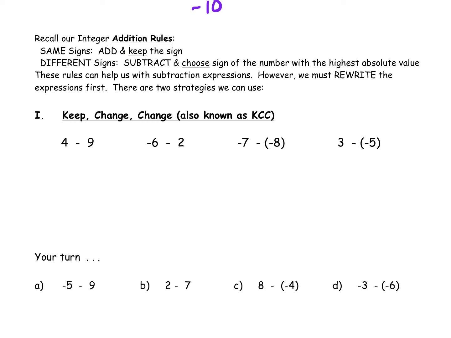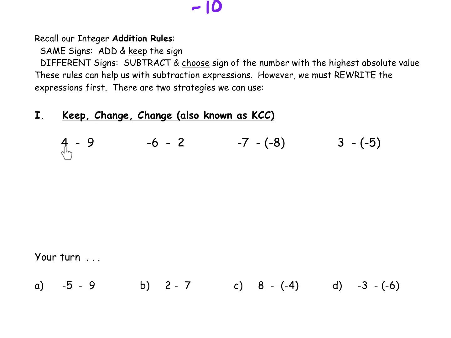So we've worked really hard to get our addition rules under our belts. And if you recall, if they have same signs again, we add them and keep the sign. If they're different signs, we subtract and choose the sign of the number with the highest absolute value. And these rules can also help us when we subtract expressions. However, we have to rewrite the expressions first, and there's two strategies.